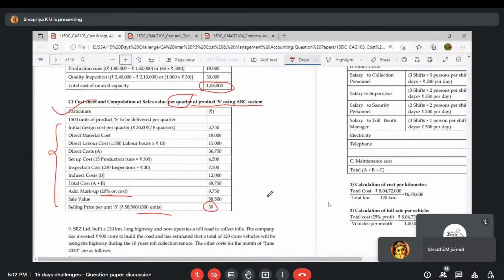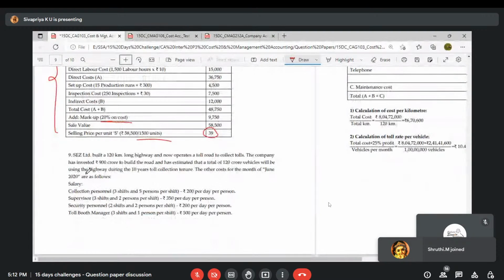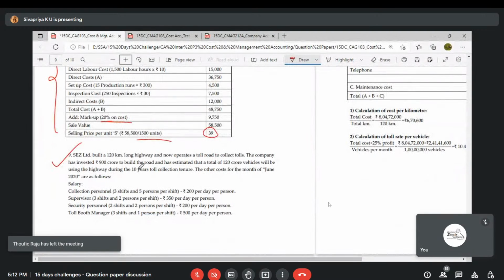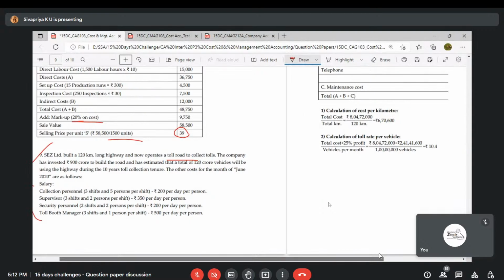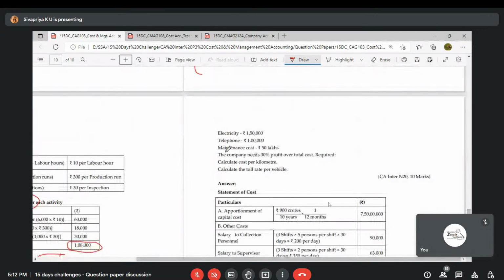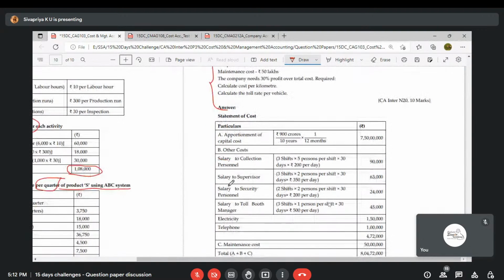Right? Then question number 9. This is with respect to service costing, for toll road construction. We have the details of who all worked, their shifts, how many persons worked, and their salary details. We also have all other expenses incurred. Now you have to prepare the cost per kilometer and calculate the toll rate per vehicle.